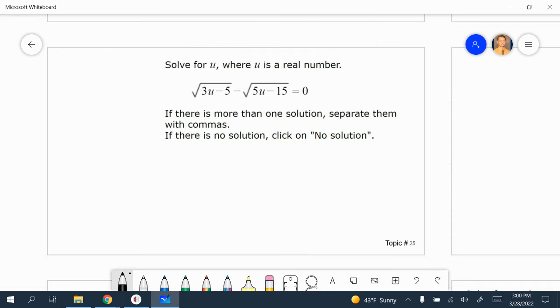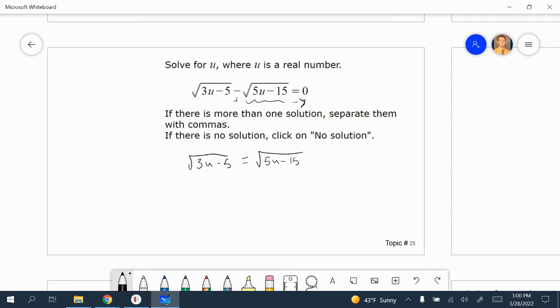Topic number 25. Now we've got two radicals. They're on the same side of the equal sign. So I think the easiest thing to do here, since we have a subtraction in the middle, would be easiest to add it over to the other side. If I add all of this stuff over to the other side, we'll have the square root of 3u minus 5 equals a positive now, 5u minus 15.